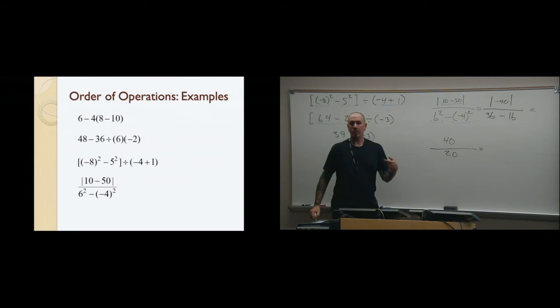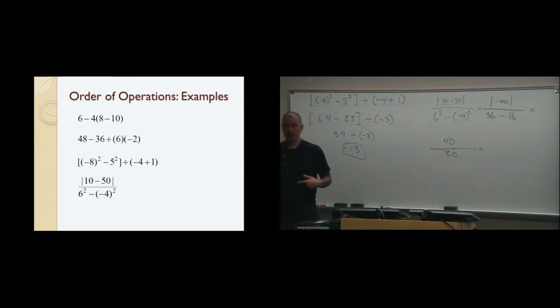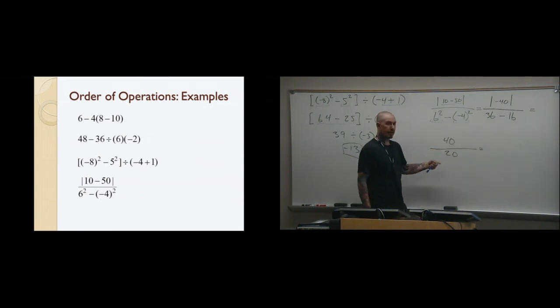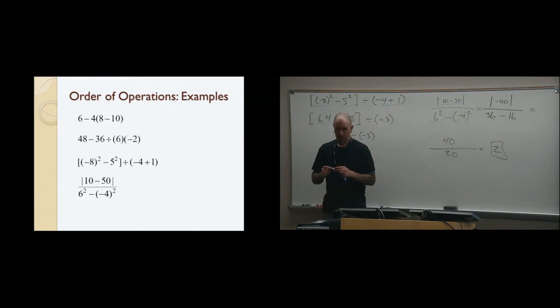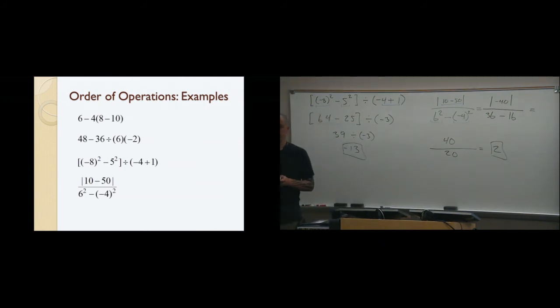The fraction bar tells us to divide. So if we can divide evenly, that's what we want to do. So 40 divided by 20 gives me 2. Any questions? It's not too bad, right?